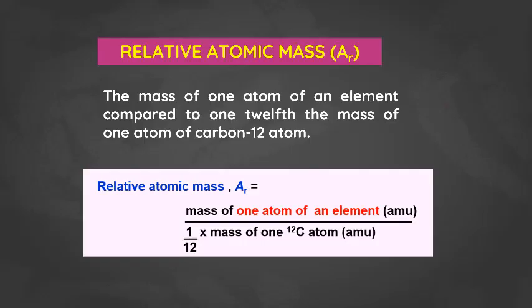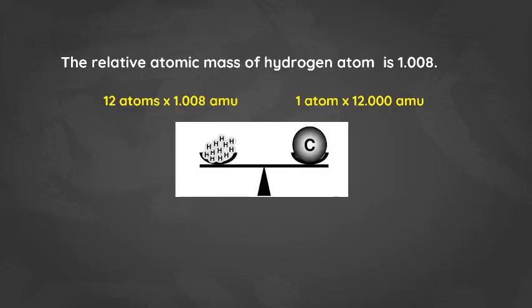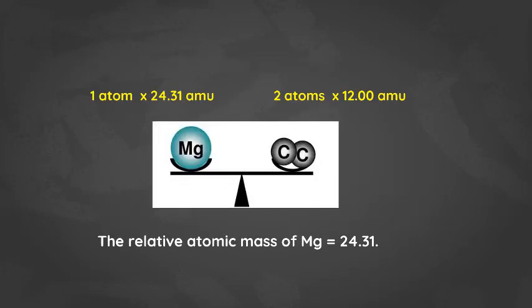Relative atomic mass is defined as the mass of one atom of an element compared to 1/12 the mass of one atom of carbon-12. Hydrogen is the lightest atom. The atomic mass of hydrogen is 1.008 AMU. It has 1/12 the mass of one carbon-12 atom. So, its relative atomic mass is 1.008. Magnesium atom is twice as heavy as carbon-12 atom. Thus, its relative atomic mass is 24.31.